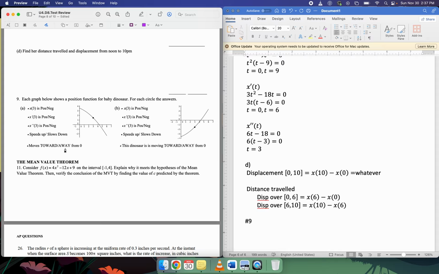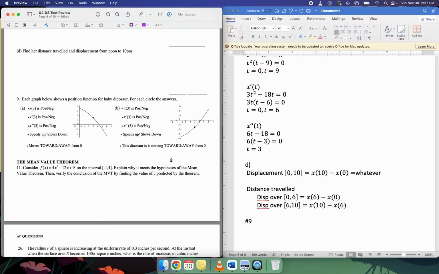But you can also say that toward or away from the origin means whether the position and velocity functions have the same sign or opposite signs. And you've already done the necessary analysis here. The position is positive, but the velocity is negative. They have opposite signs. So therefore, towards the origin.